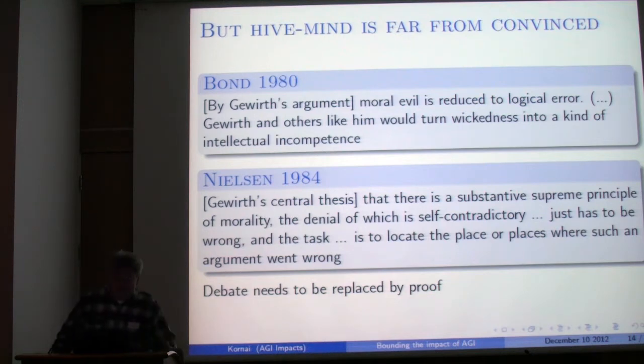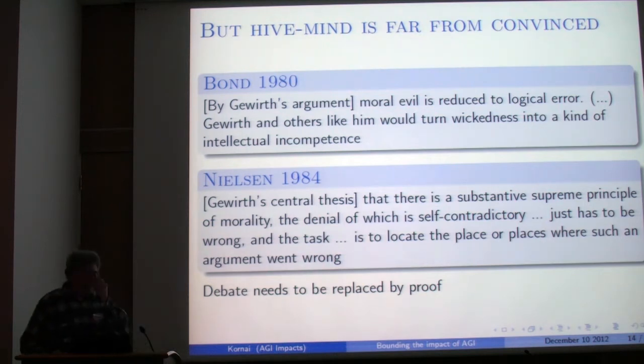And Kai Nielsen, who says that Gewirth's central thesis, that there is a substantive supreme principle of morality, the denial of which is self-contradictory, just has to be wrong. And the task is to locate the place or places where such an argument went wrong. Okay? So clearly not everybody likes the conclusion.